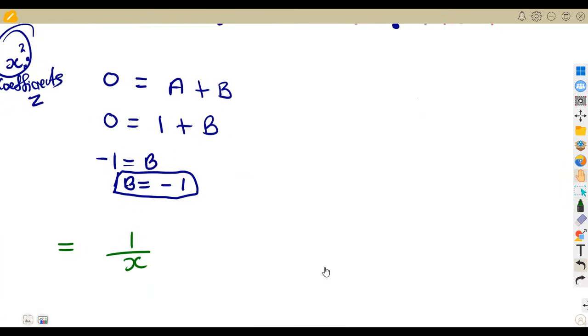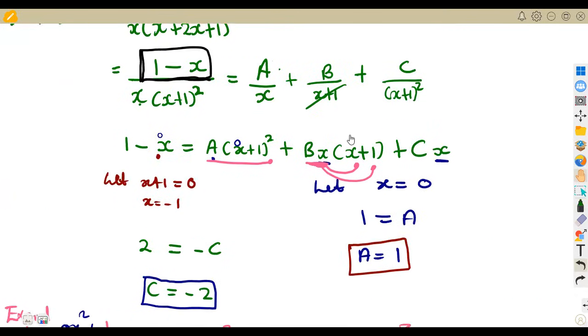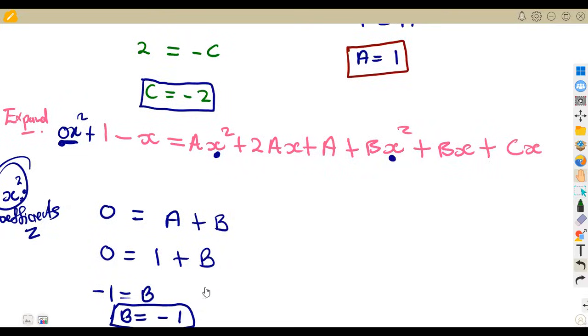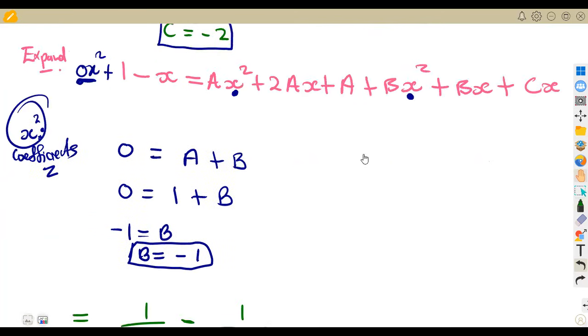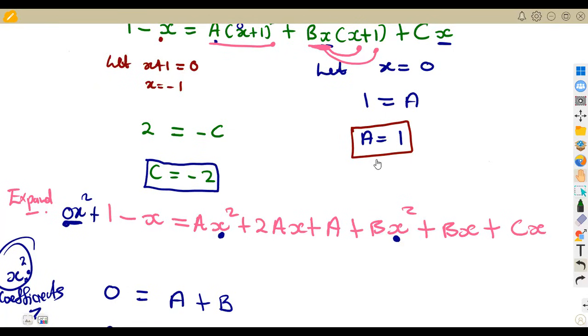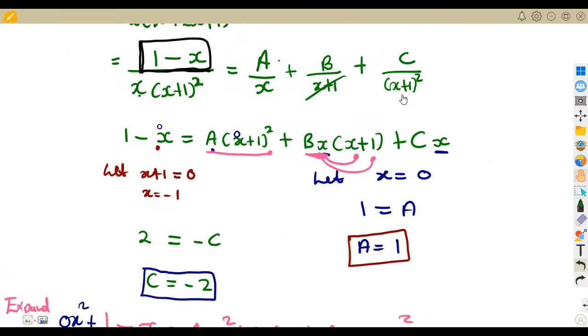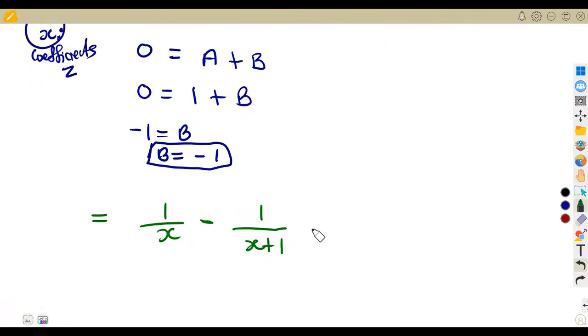All right, we move on to the part of b. According to our expansion, it's b over x plus 1. Our b in this case is -1, so it is going to be -1 over x plus 1. We move on to the last term, c, which was written as c over x plus 1 squared. C is -2, so that's -2 over x plus 1 squared.